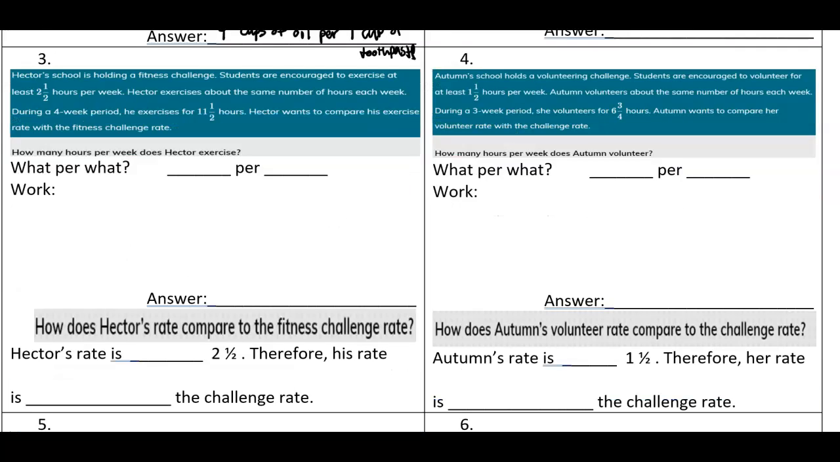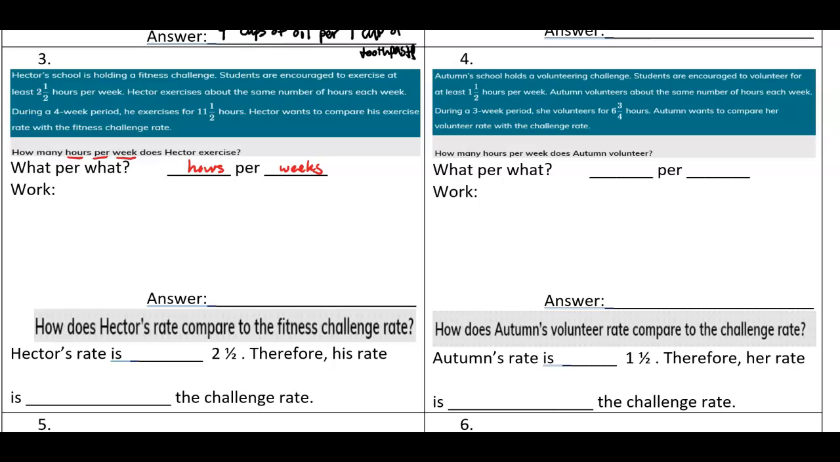Number 3, Hector's school is holding a fitness challenge. The students are encouraged to exercise 2.5 hours per week. Hector exercises about the same number of hours each week. During a 4-week period, he exercises for 11.5 hours. Hector wants to compare his exercise rate to the fitness challenge rate. So how many hours per week? So again, we're comparing hours per week. So hours are coming first and weeks are coming second in order for us to get our rate.